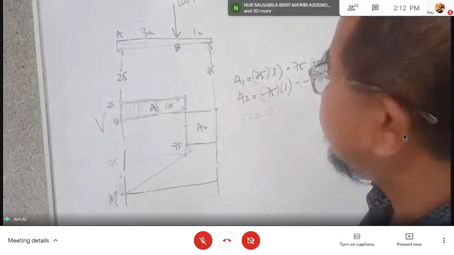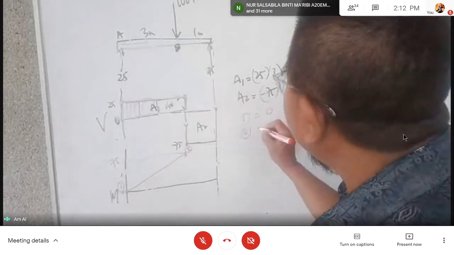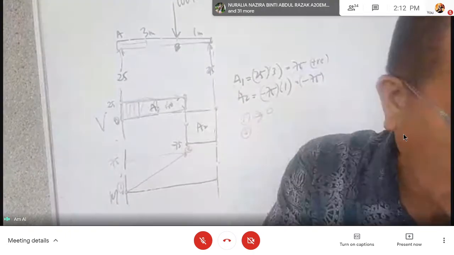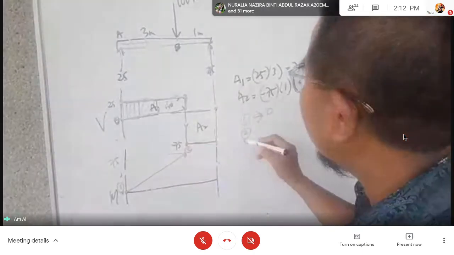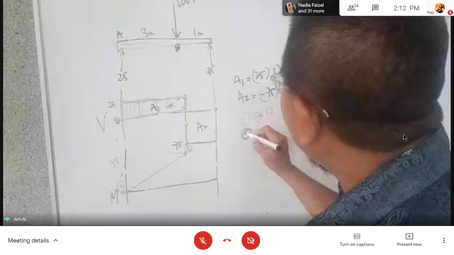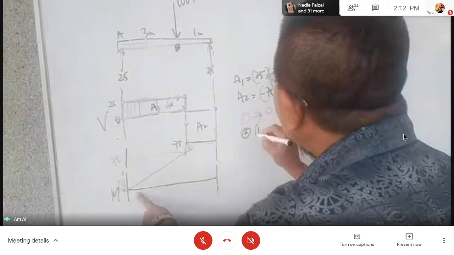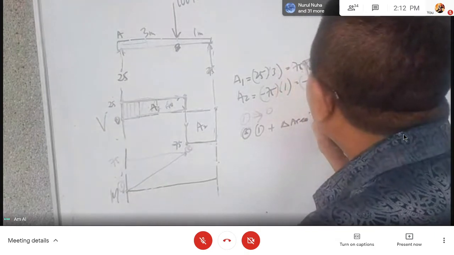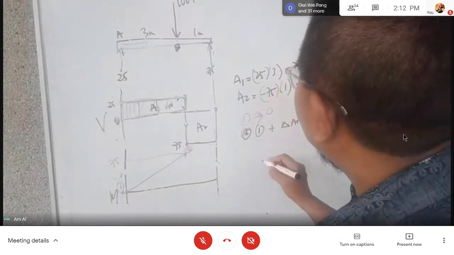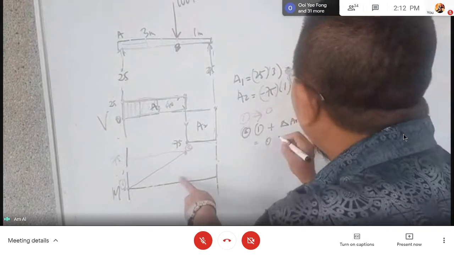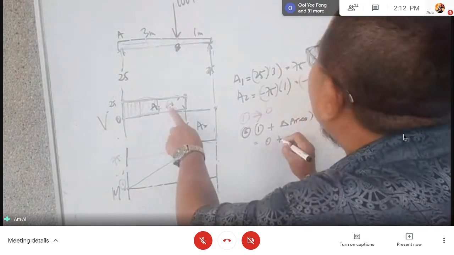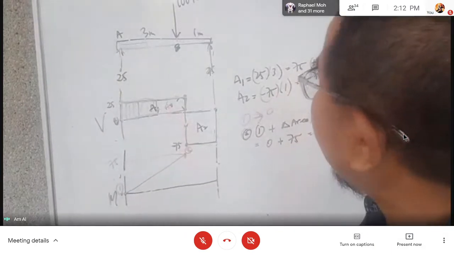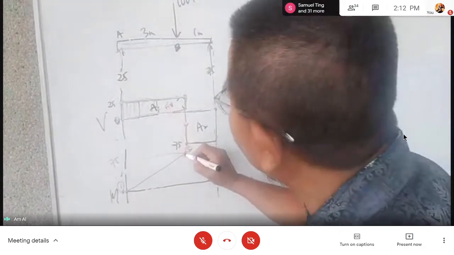Point 2, how do you get the value of point 2? It must be the original one, point 1, plus the change in area. So what do we have there? 0 plus the change in area, which is 75. So that's why you have a 75 there.